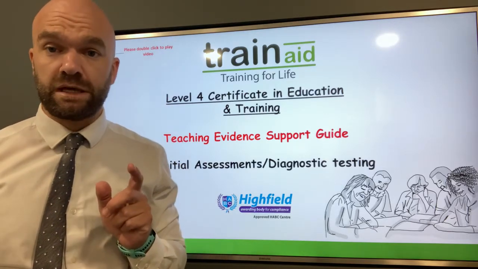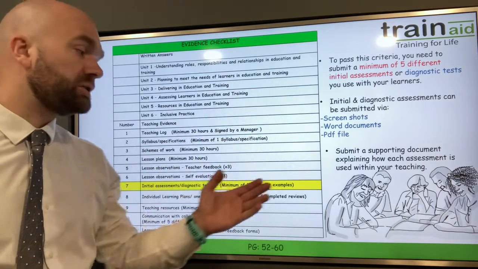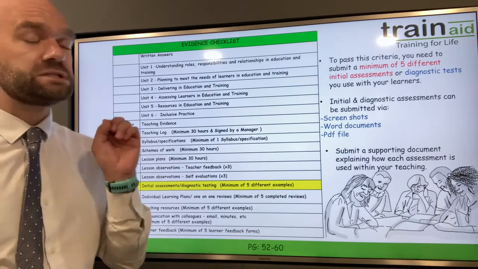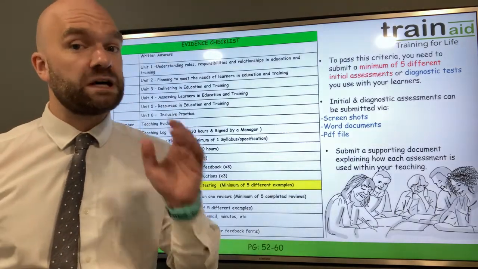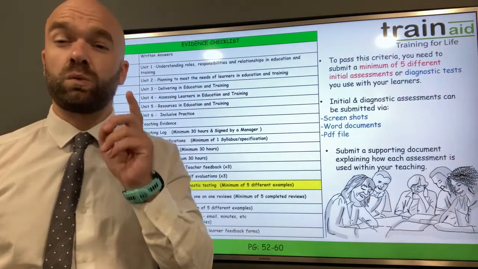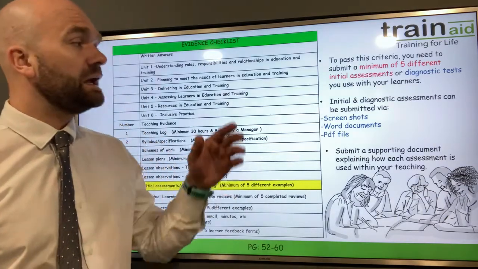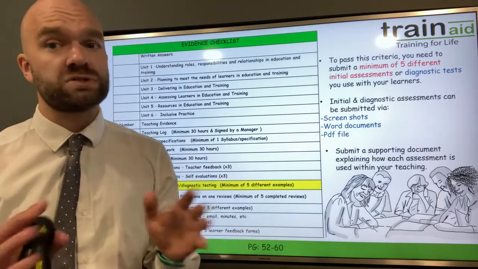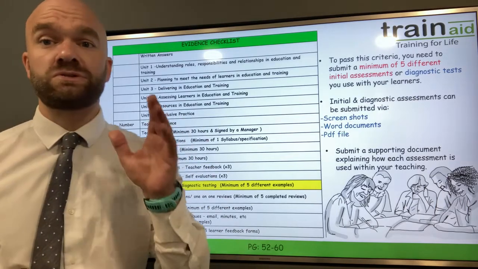In regards to criteria number 7 on our teaching evidence portfolio grid, we have to essentially submit 5 different types of initial or diagnostic assessments that we use within our current teaching with our learners. So this video today is going to be looking in detail at initial and diagnostic assessments to give you lots of ideas and also some advice on the evidence that you can submit.